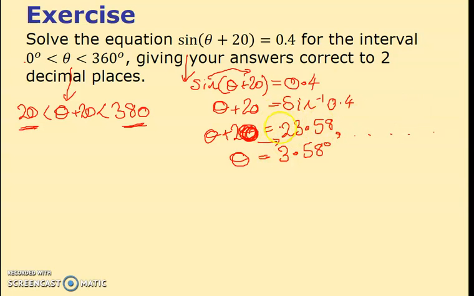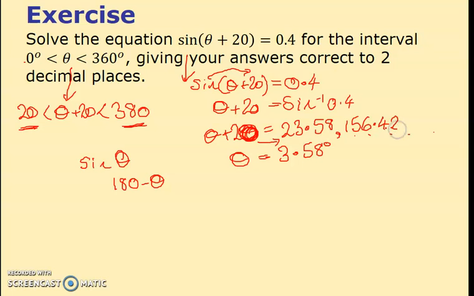So really, even before I move the 20 over, and this is where everyone always goes wrong, I look for more answers. Of course this is a sine question, and with sine, when you get your theta, you then do 180 minus the theta. So 180 minus 23.58, and I've got 156.42, so that's a solution.